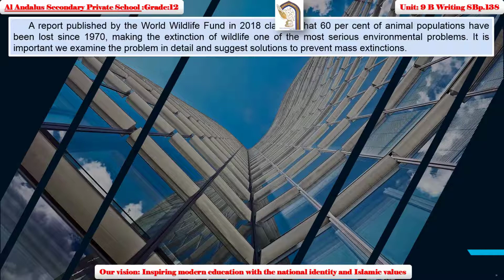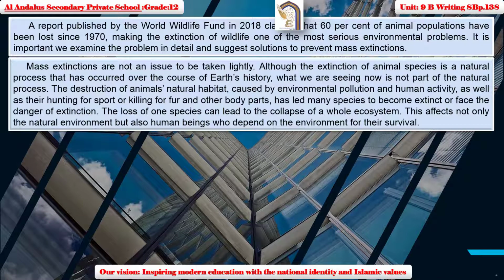Now we move on to the first paragraph of the main body. Mass extinctions are not an issue to be taken lightly. Although the extinction of animal species is a natural process that has occurred over the course of Earth's history, what we are seeing now is not part of the natural process. The destruction of animals' natural habitat caused by environmental pollution and human activity, as well as their hunting for sport or killing for fur and other body parts, has led many species to become extinct or face the danger of extinction.